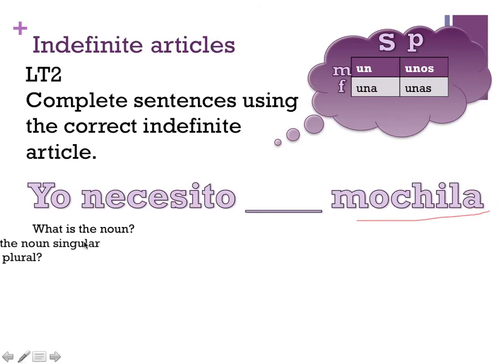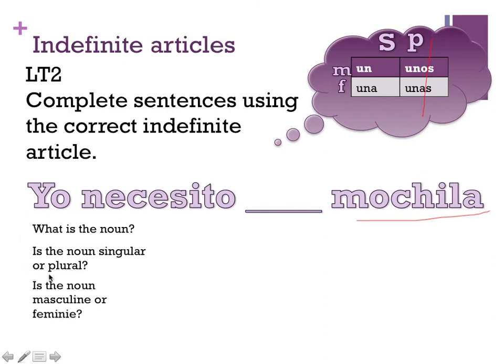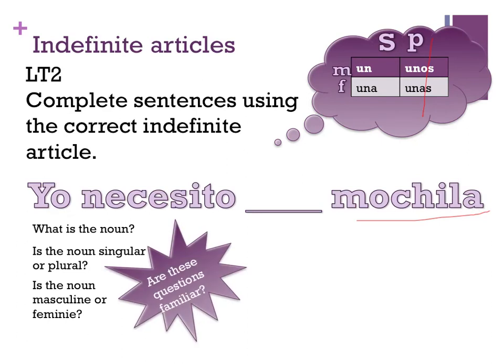Now I ask myself the important questions. Is that noun singular or plural? Well, by looking at this noun, I can tell that it's singular because it doesn't have an S, which means I'm on the singular side of the chart, meaning that I can cross out this side. It's between these two. The next question I'm going to ask myself is the noun masculine or feminine? Well, it ends in A, telling me that it must be feminine. Therefore, my article would be una.